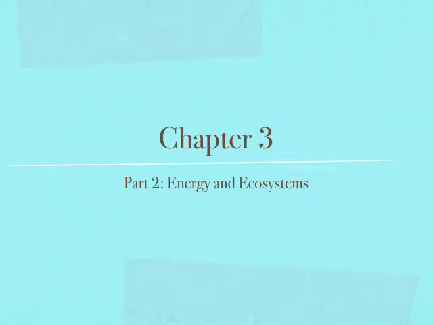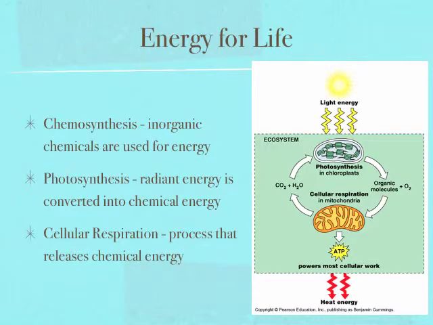In Chapter 3, Part 2 of the notes, we will look at energy for life, how energy flows through an ecosystem. First, we need to start with our potential energy. We transfer it to chemical energy in two different processes. The first one is chemosynthesis. This is when inorganic chemicals are used to create energy.